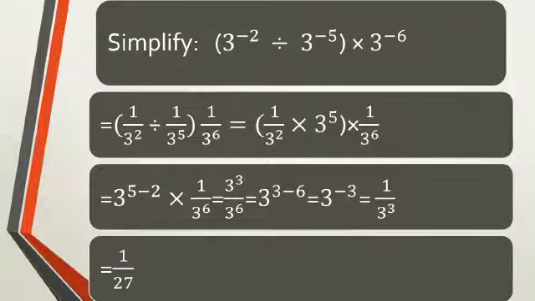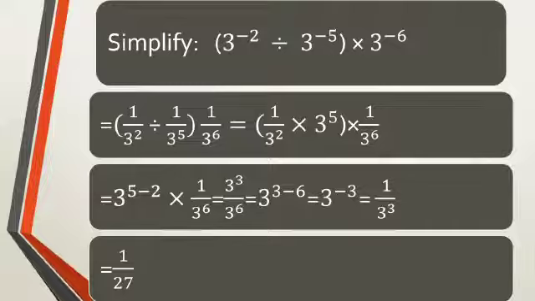Simplify (3 power minus 2 divided by 3 power minus 5) whole into 3 power minus 6, which equals 1 by 3 squared divided by 1 by 3 power 5, whole into 1 by 3 power 6. We remove all the negatives by taking the reciprocal of all the values. Then we have to change the divide into multiply. So 1 by 3 squared into 3 power 5, whole into 1 by 3 power 6. 5 minus 2 equals 3.